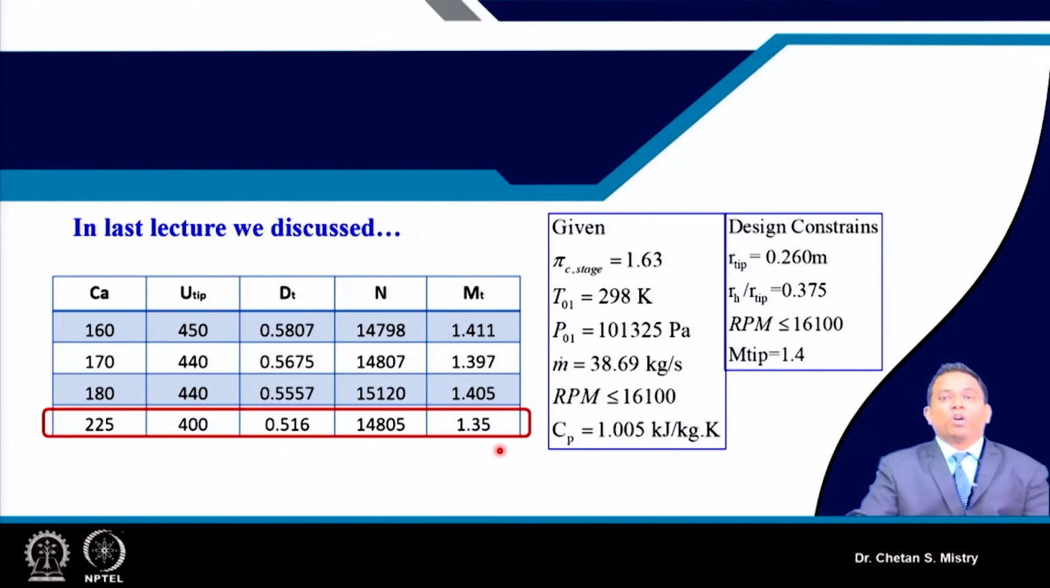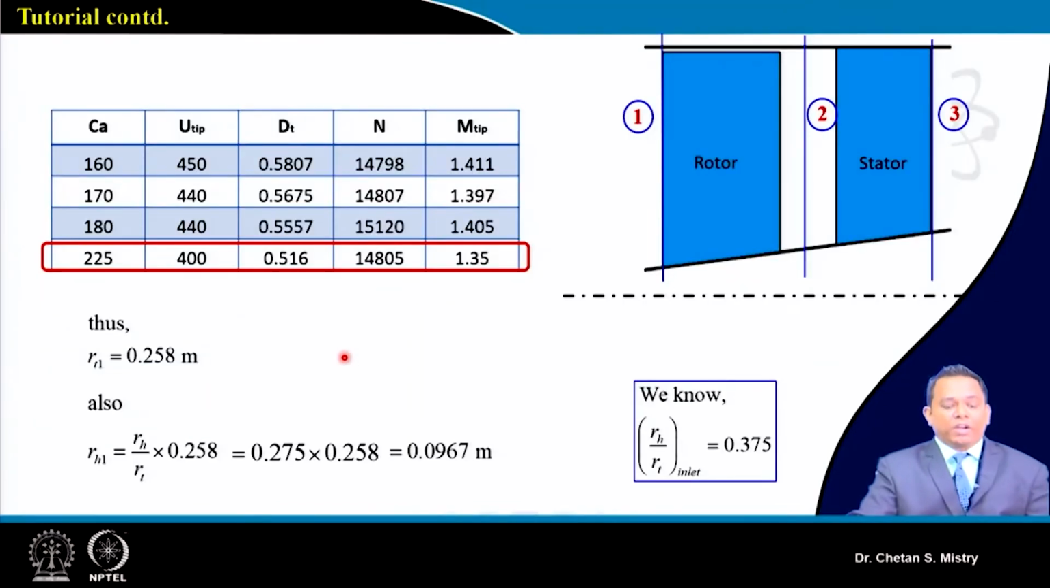So this is what we were discussing in terms of entry conditions. Once we decided on our entry diameter at the tip, we calculated the radius at the entry near the hub station, and that came to 0.0967 meter. Now the next step is calculating different geometrical parameters for the stage, that is, for the rotor and stator in combination.